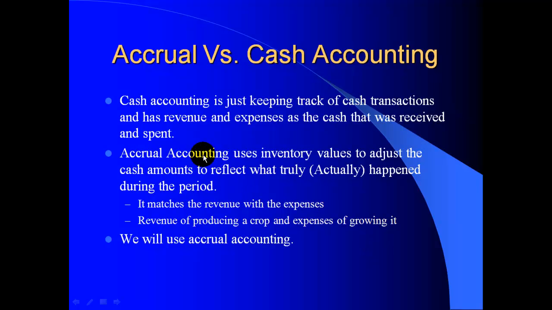Accrual accounting, on the other hand, uses inventory values, and we adjust the cash amounts to reflect what truly happened. So it's actually what happened during the period, and it's going to match revenue with expenses. In this case, the revenue of producing a crop and the expenses of growing it. So we're using accrual accounting, and we want to match up the expenses with the revenue.